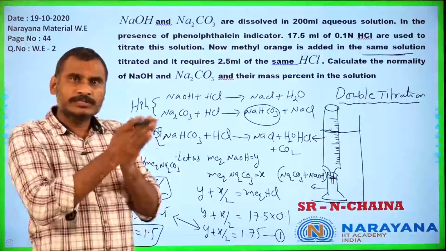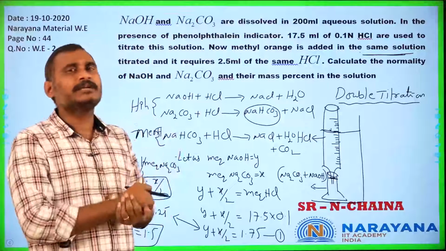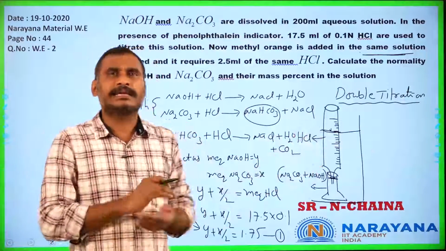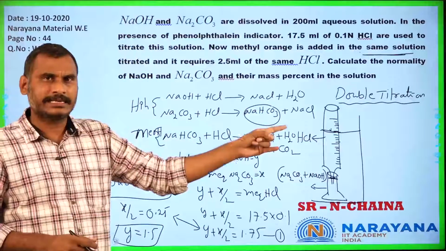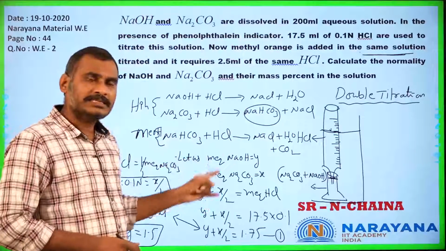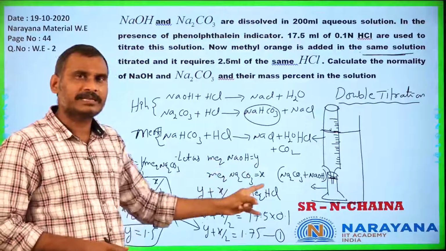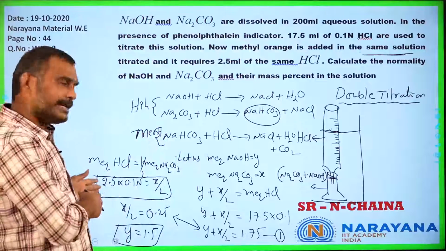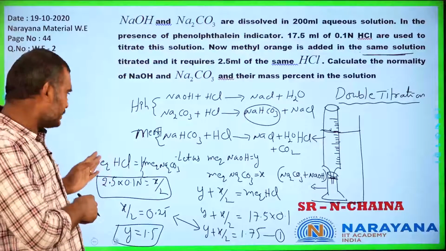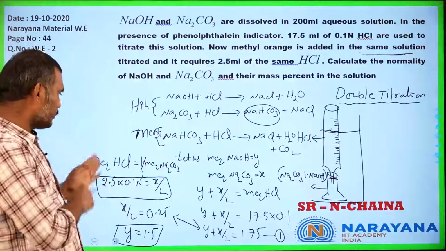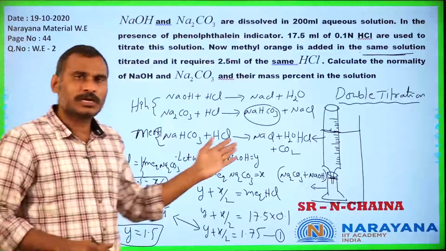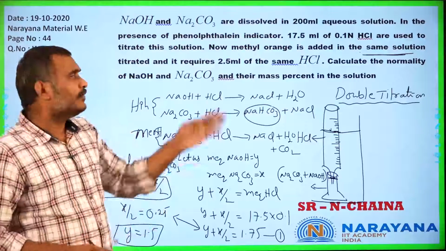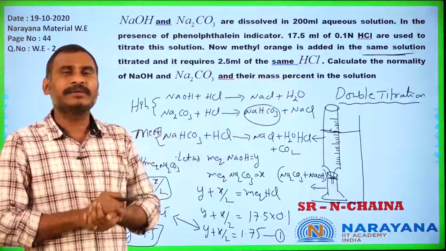That means we are using the same solution, from the first end point where we stopped, and continuing for the next titration by adding methyl orange indicator. That is the reason why milliequivalents of sodium hydroxide plus half milliequivalents of sodium carbonate is equal to milliequivalents of HCl. At the methyl orange indicator end point, half milliequivalents of sodium carbonate is equal to milliequivalents of HCl. You know the concept, why do we apply it? So, this is the way we are calculating the normality and weight of the given mixture.